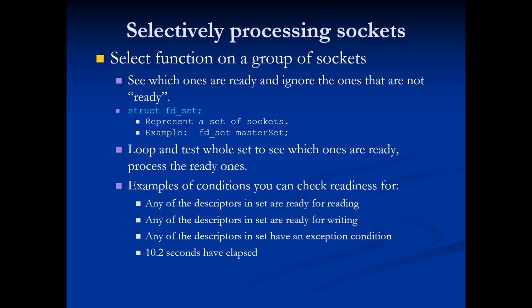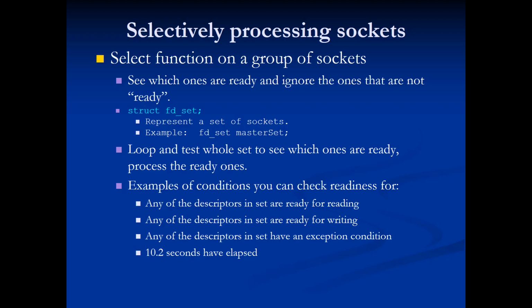So what select does is selectively process sockets. It's a select function on a group of sockets. Basically, you see which ones are ready and you ignore the ones that are not ready. So you're going to use a structure fd_set, which represents a set of sockets. You're going to put your sockets in this group, in this array, and then check to see which ones are ready. Once select returns, it'll tell you which ones are ready, and then you can selectively process those particular ready ones and ignore the ones that are not ready.